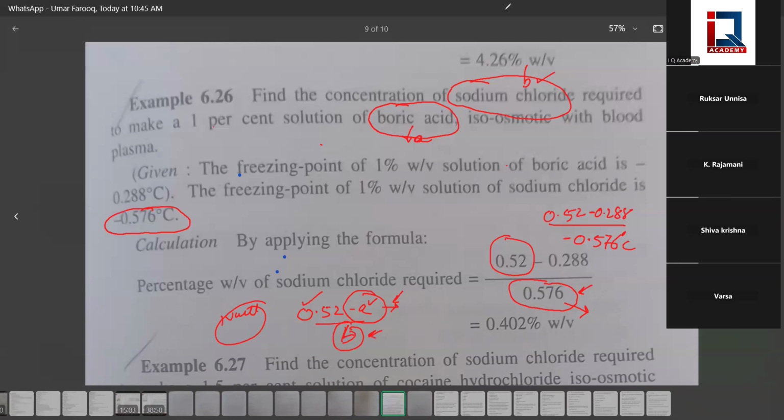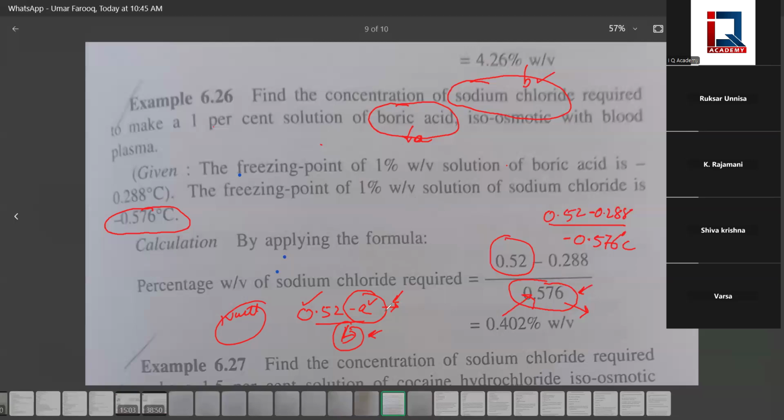Okay, I'm repeating the question for the people who haven't understood. The question is: find the concentration of sodium chloride required to make 1% solution of boric acid isoosmotic with the blood plasma. Here, you are going to adjust the isoosmotic pressure of boric acid using sodium chloride. The freezing point of 1% weight by volume of sodium chloride is minus 0.576 degrees. So the B value is 0.576 degrees. A value is given, 0.288 degrees. That is the freezing point of boric acid.